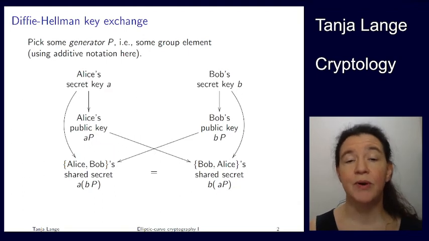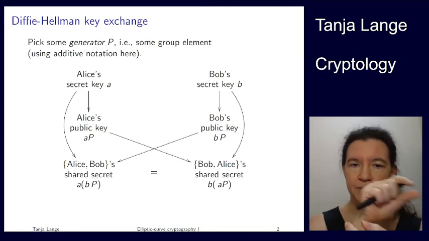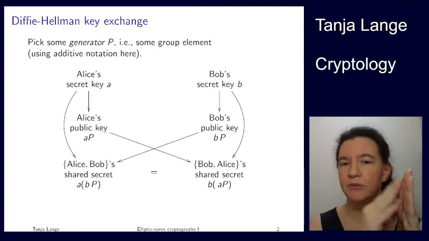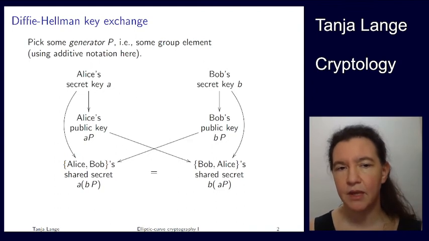Okay, so when I write A times P, that means we're taking A copies of P and then adding them up. So that's P plus P plus P plus P, well, until we hit all of the A copies.